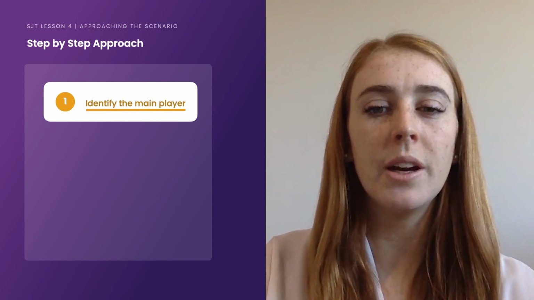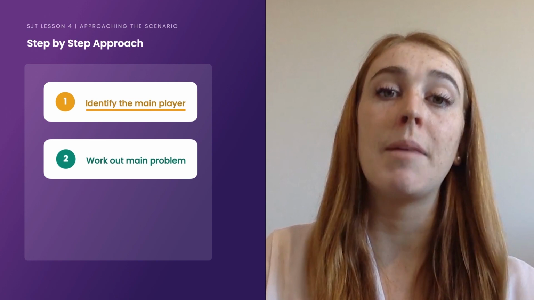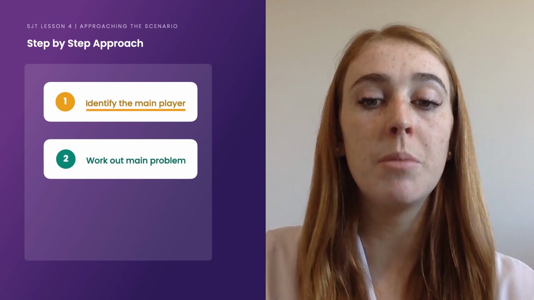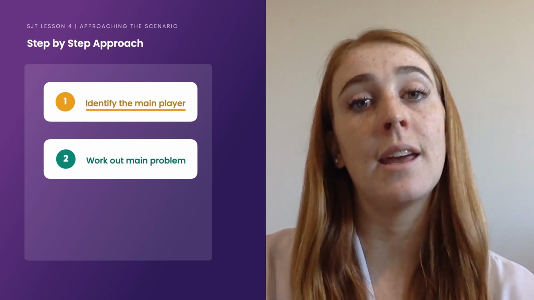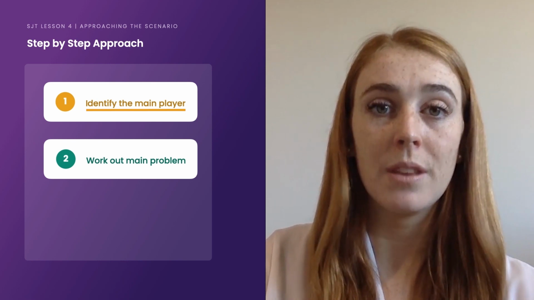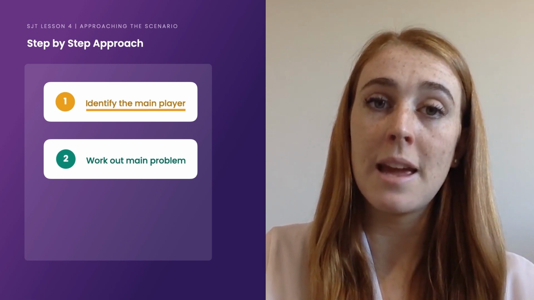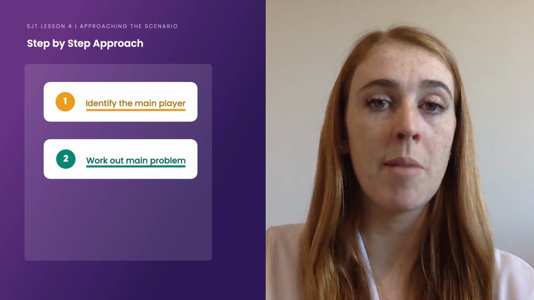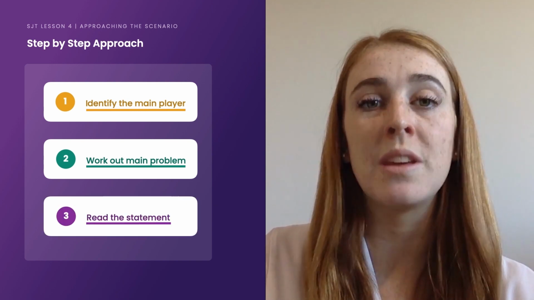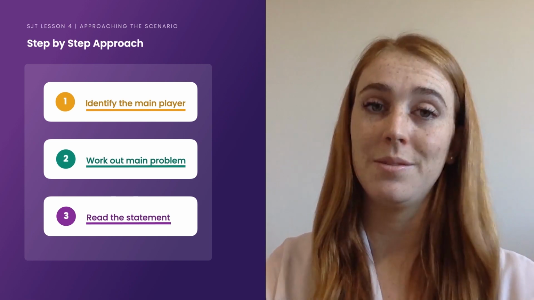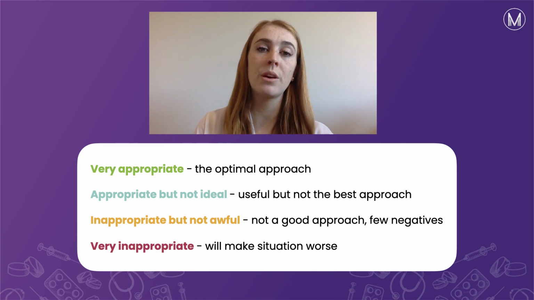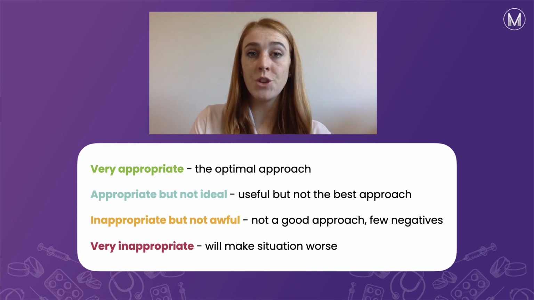Step 2 is work out the main problem at hand, and also how serious that problem is, because the seriousness or the severity of the problem can often influence, again, how appropriate certain things are to do, or how important certain factors are to consider. So step 1 was identify the main player, step 2 is identify the main problem at hand, and step 3 is make sure you read the statement or the response that you're given to the scenario carefully to make sure you understand the situation.